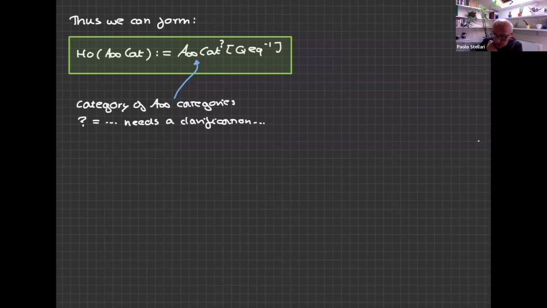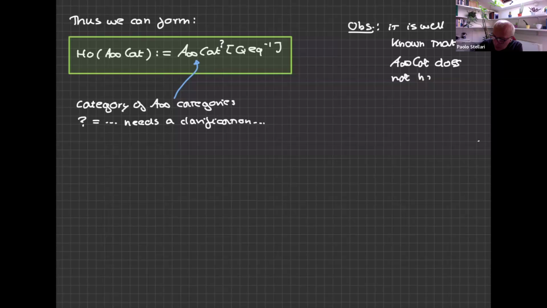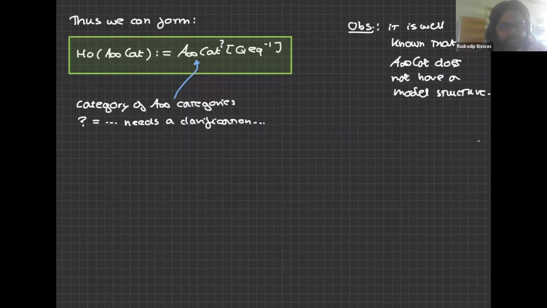And actually one maybe interesting observation is that it's well known that indeed the category of infinity categories does not have a model structure with limits and colimits actually. So we should think of this object really as a localization, not as a homotopy category of a given model category.